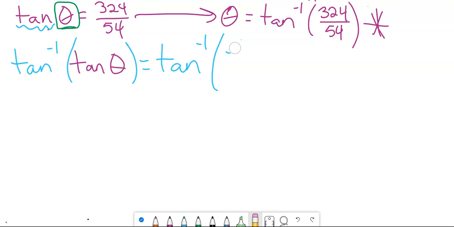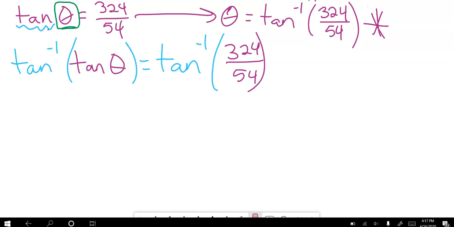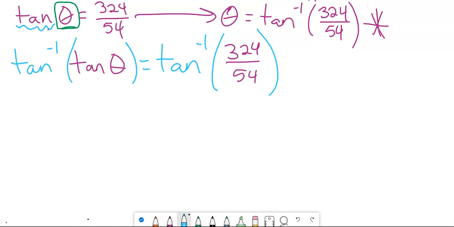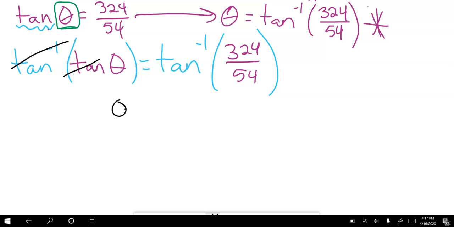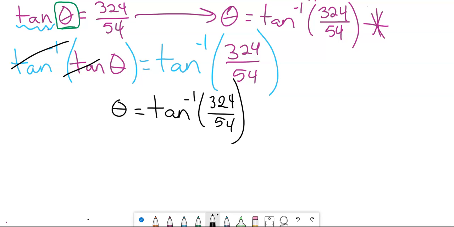I'm going to write the ratio in purple again. So much for my color consistency, guys. Okay. Inverse tangent and regular tangent. The inverse tangent of the tangent is just the angle. So we're left with theta equals the inverse tangent of the ratio 324 over 54. And then we're just going to run that through our calculators.